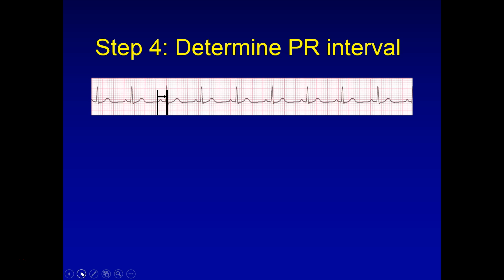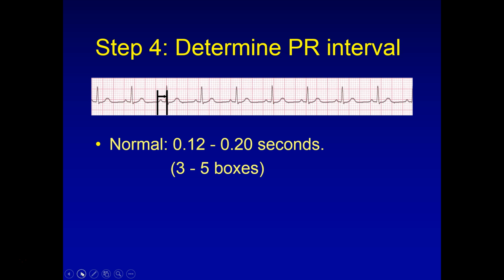Okay, next thing we're going to do is determine the PR interval. Normal is 0.12 to 0.20 seconds, and just remember that's 3 to 5 boxes. So a normal PR interval is going to fall somewhere between 3 and 5 boxes. That is normal.